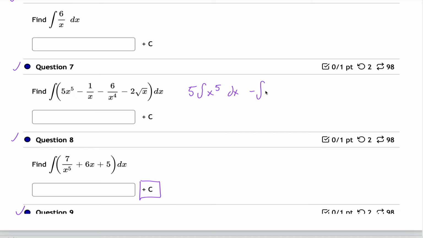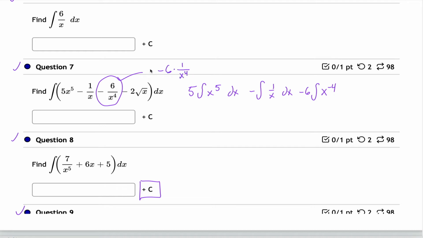You could rewrite this as x to the negative 1 power if you want, or you can leave it as 1 over x. Either way is fine, and I'll talk about why in just a sec. For this next term, I'm going to pull the negative 6 out in front and have the antiderivative of 1 over x to the 4th power, which I'll write as x to the negative 4th power. It's a lot of algebra going on there, so make sure you can see how this is the same as this over here. This is equal to negative 6 times 1 over x to the 4th.